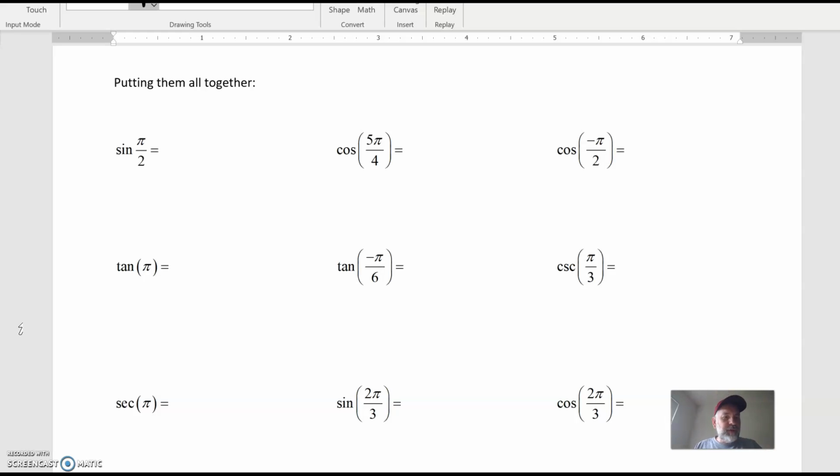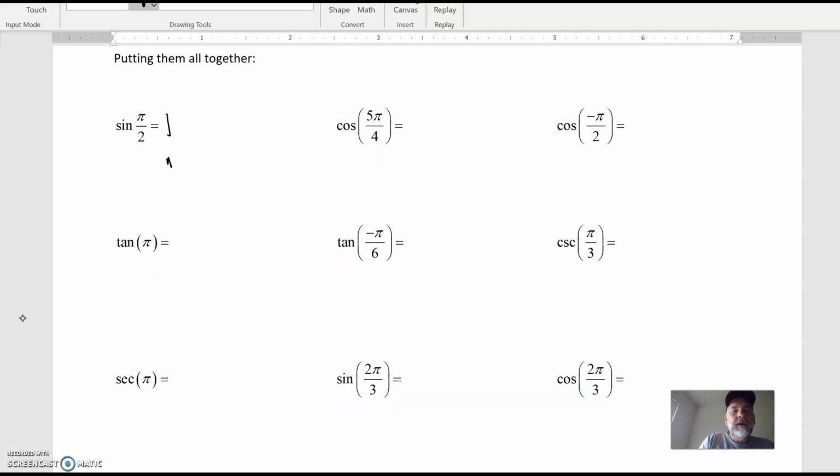So I'm just going to run through these problems real quickly and show how the stuff we just talked about, if you practice it, helps you know how to do these. Okay, sine. Sine is the y value. Pi over 2 is sticking straight up. The y value up there is 1.